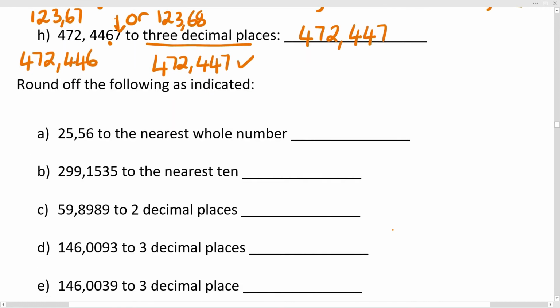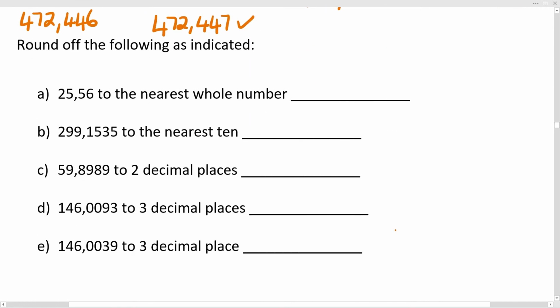Okay, let's look at a few more, and let's pay particular attention when there are 9s involved. All right, nearest whole number, it's going to be 25 the way it is, or 26. It's a 5, which means it goes up, so that is 26. To the nearest 10, that is there, and here we're dealing with 9s again.